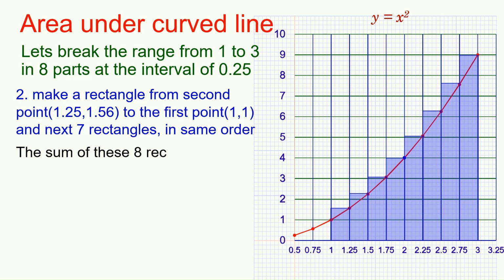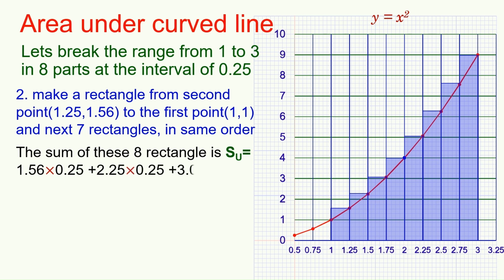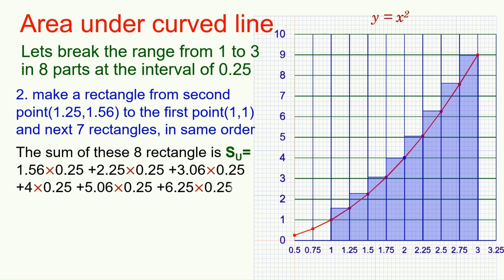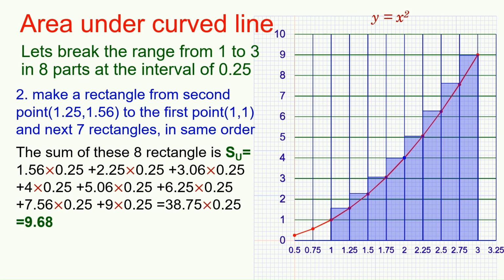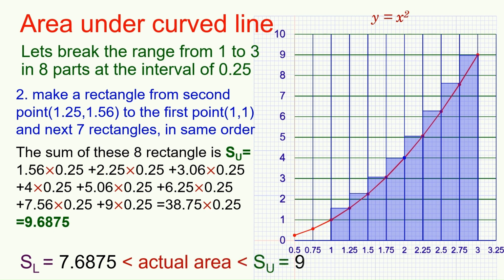The sum of these 8 rectangles is SU equals 1.56 times 0.25 plus 2.25 times 0.25 plus 3.06 times 0.25 plus 4 times 0.25 plus 5.06 times 0.25 plus 6.25 times 0.25 plus 7.56 times 0.25 plus 9 times 0.25 is equal to 9.6875. Note it again. Area SL equals 7.6875 is less than the actual area is less than area SU equals 9.6875.